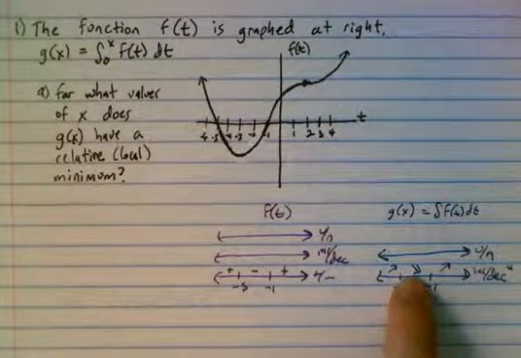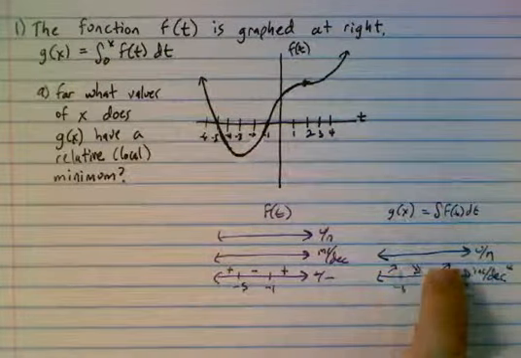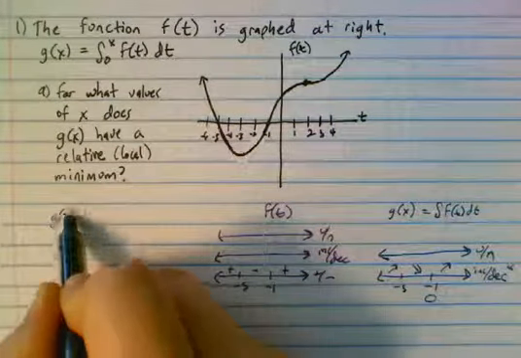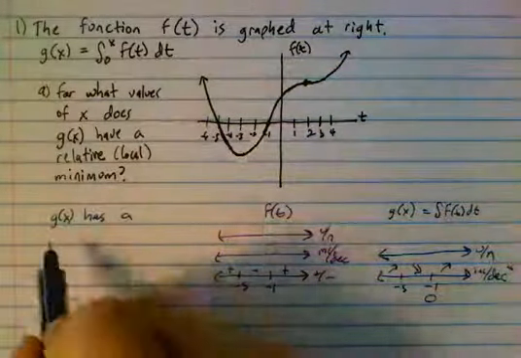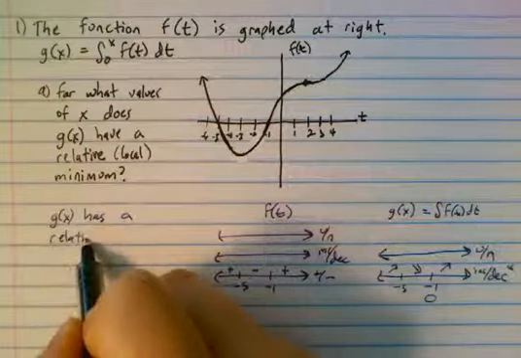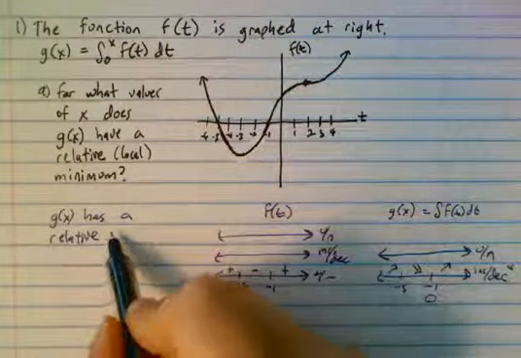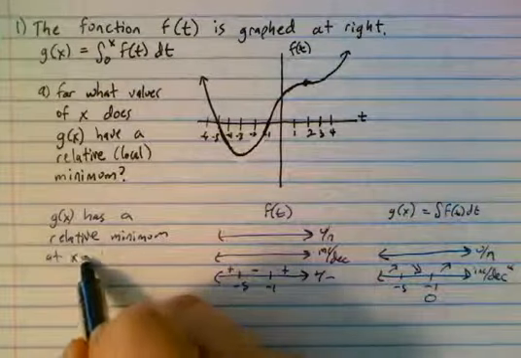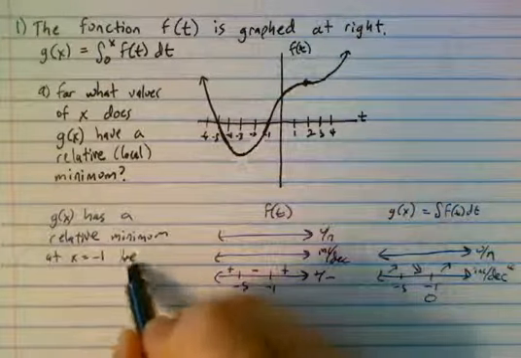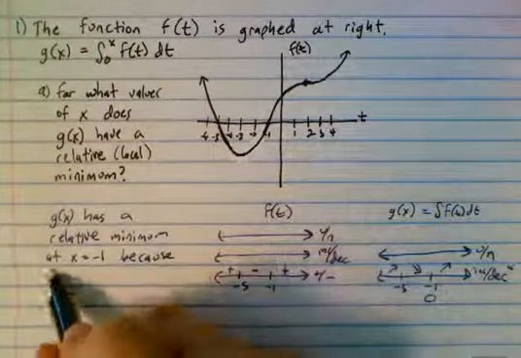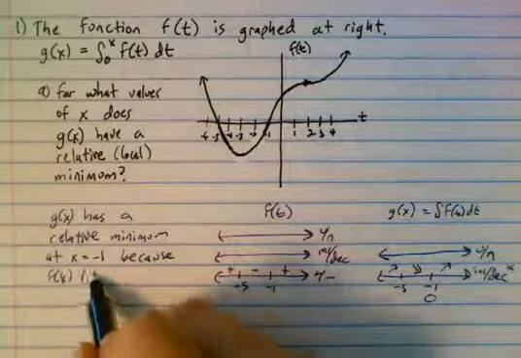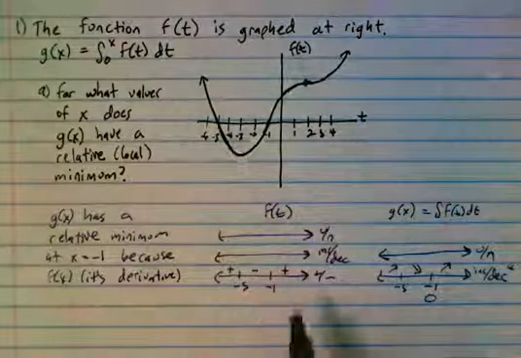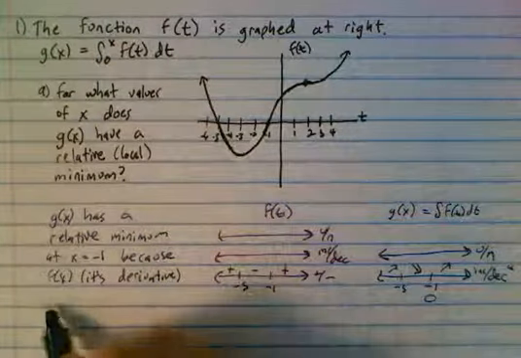We are asked about the relative or local minimum. So that's right here when g of x changes from decreasing to increasing. So we would say that g of x has a relative or local, same thing, minimum at x equals -1, because f of x, which is its derivative, changes from negative to positive.